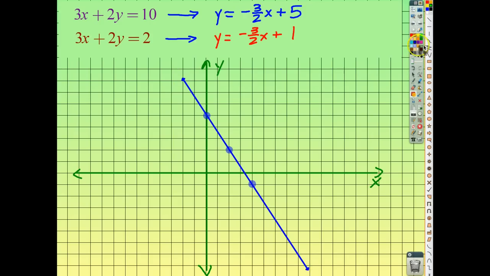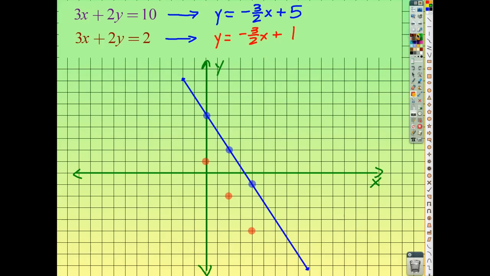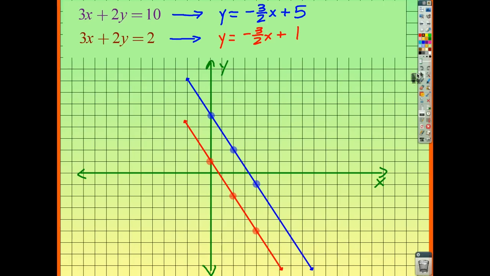Okay, and then let's graph the second line here. So we start at 1. And I'm going to go down 3 and right 2, and down 3 and right 2. And I can draw a line there. And so what I'm looking for here is, where do these two lines intersect?